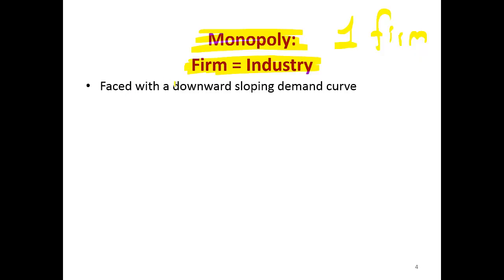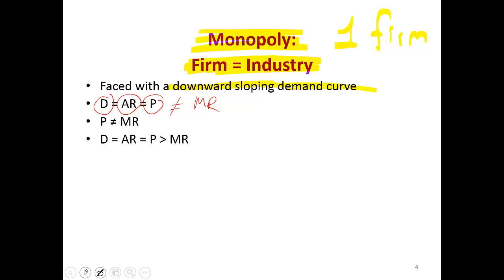So a monopolist is faced with a downward sloping market demand curve. The entire market belongs to just one company. What we'll see for a monopolist is that the demand curve will be equal to average revenue and price. However, these are not going to be equal to marginal revenue. And this is the relationship we're going to have. Demand, average revenue, and price will be equal to each other. However, the marginal revenue curve will lie below the demand curve.